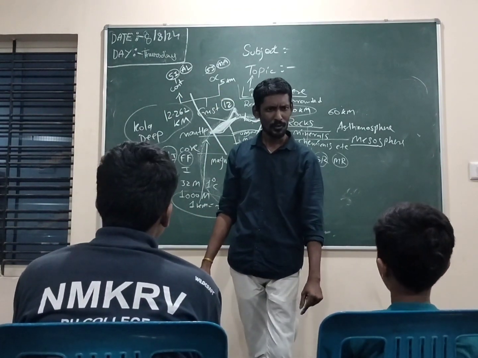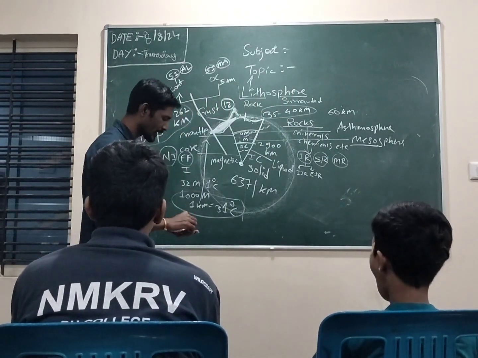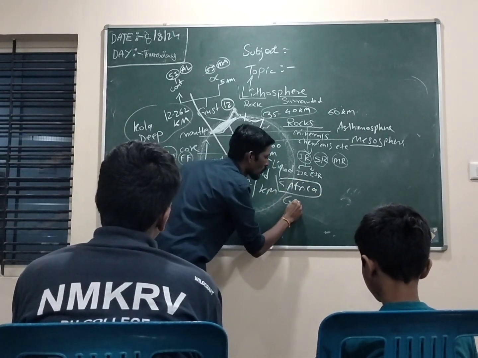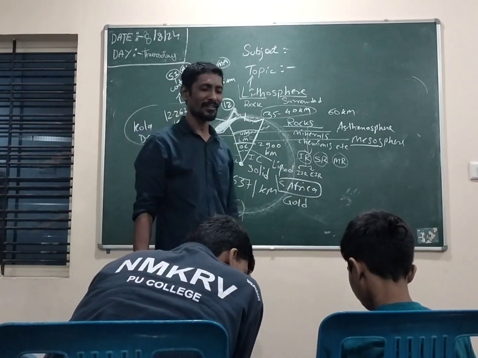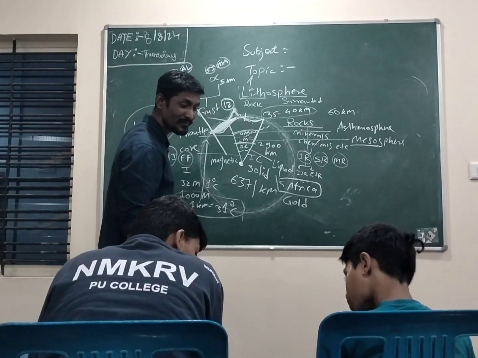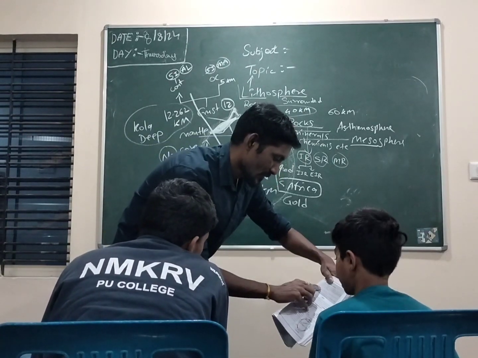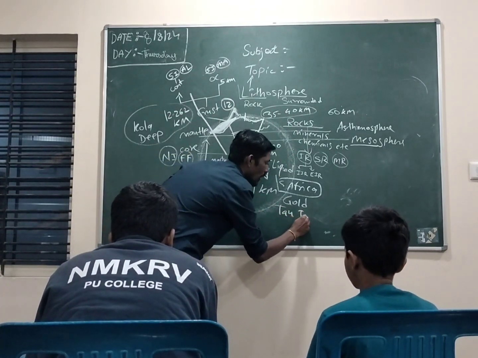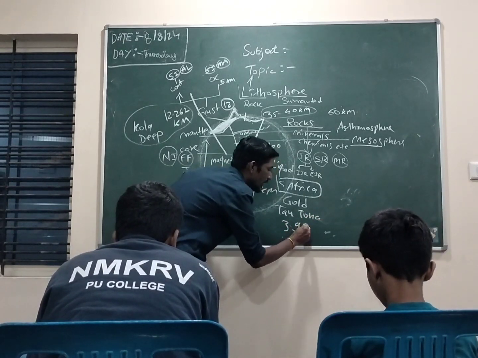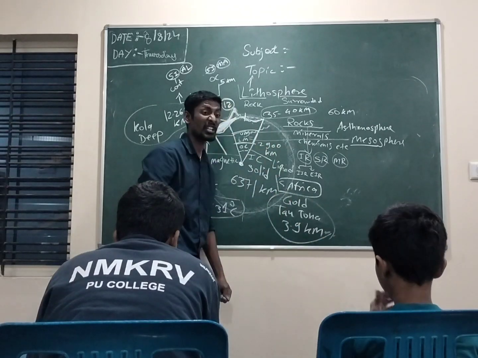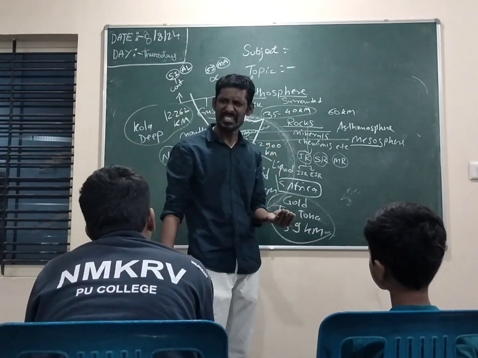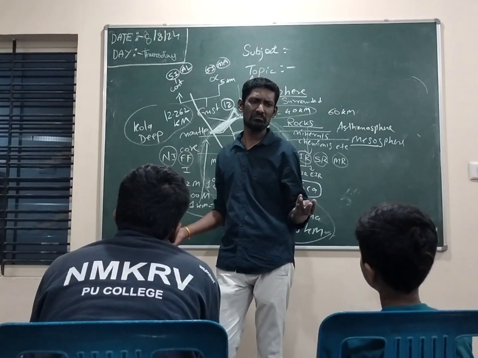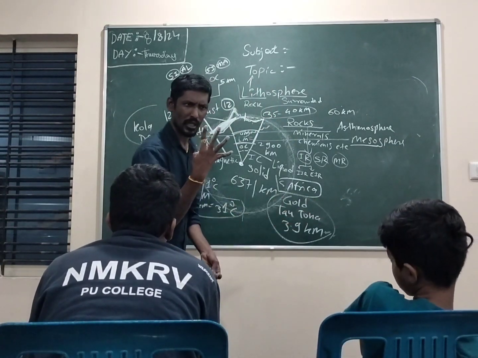Now one more thing. You know gold mine? South Africa is well known for gold mines. In South Africa, there is one gold mine. Name of the gold mine is Tau Tona. It is 3.9 kilometers inside. Only 3.9 kilometers, almost 4 kilometers. It is like the distance from Vijayanagar to Majestic.